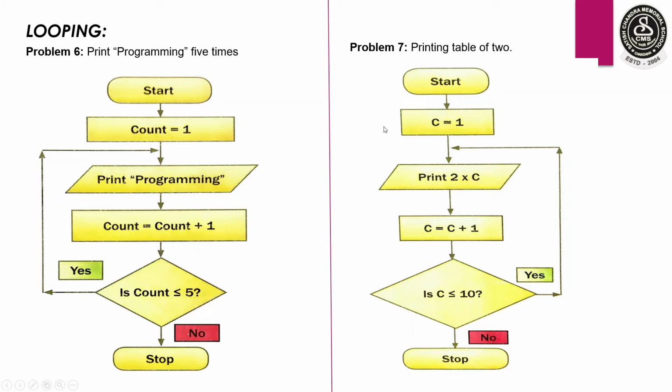So the next problem is printing the table of 2. This is also related to looping as we are multiplying 2 by 1, 2, 3, 4. So multiplication is happening, though the number is like 1, 2, 3, 4, 5, 6, 7, 8. It is increasing, but the procedure is the same, multiplication.